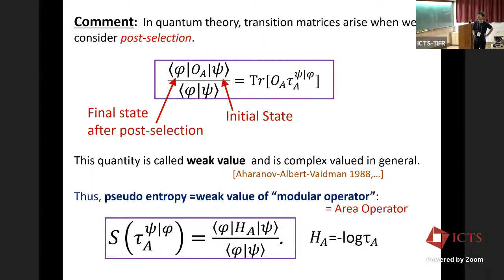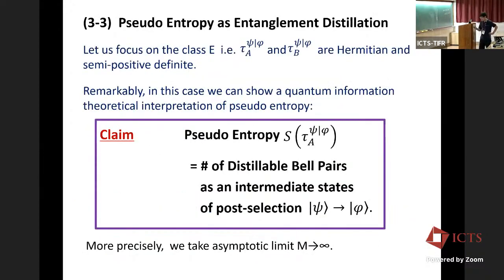Yes? So let's take OA to be Hermitian. But still, this is a complex value in general. So what's the meaning of this quantity? In general, it's not so easy to give a quantum information theoretical meaning to this quantity. But if we restrict to a particular class, this class E, where both tau A and tau B are Hermitian and semi-positive definite, this is still more general than usual.